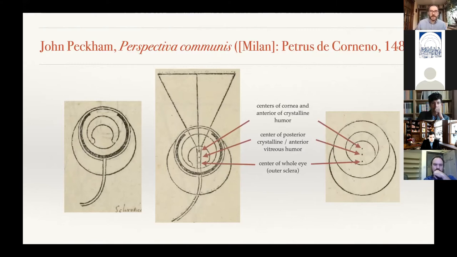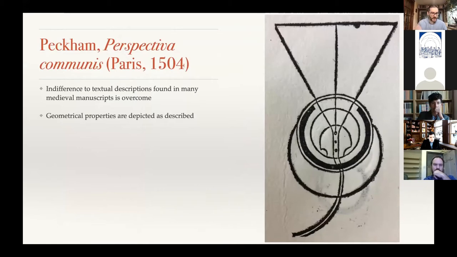And here we see in these diagrams a representation of the centers of various parts of the eye. And we notice that the cornea and the anterior of the crystalline humor are at the same point. So one thing that we see in the manuscript tradition from which this text derives is a certain indifference to exact geometrical representation of the text.